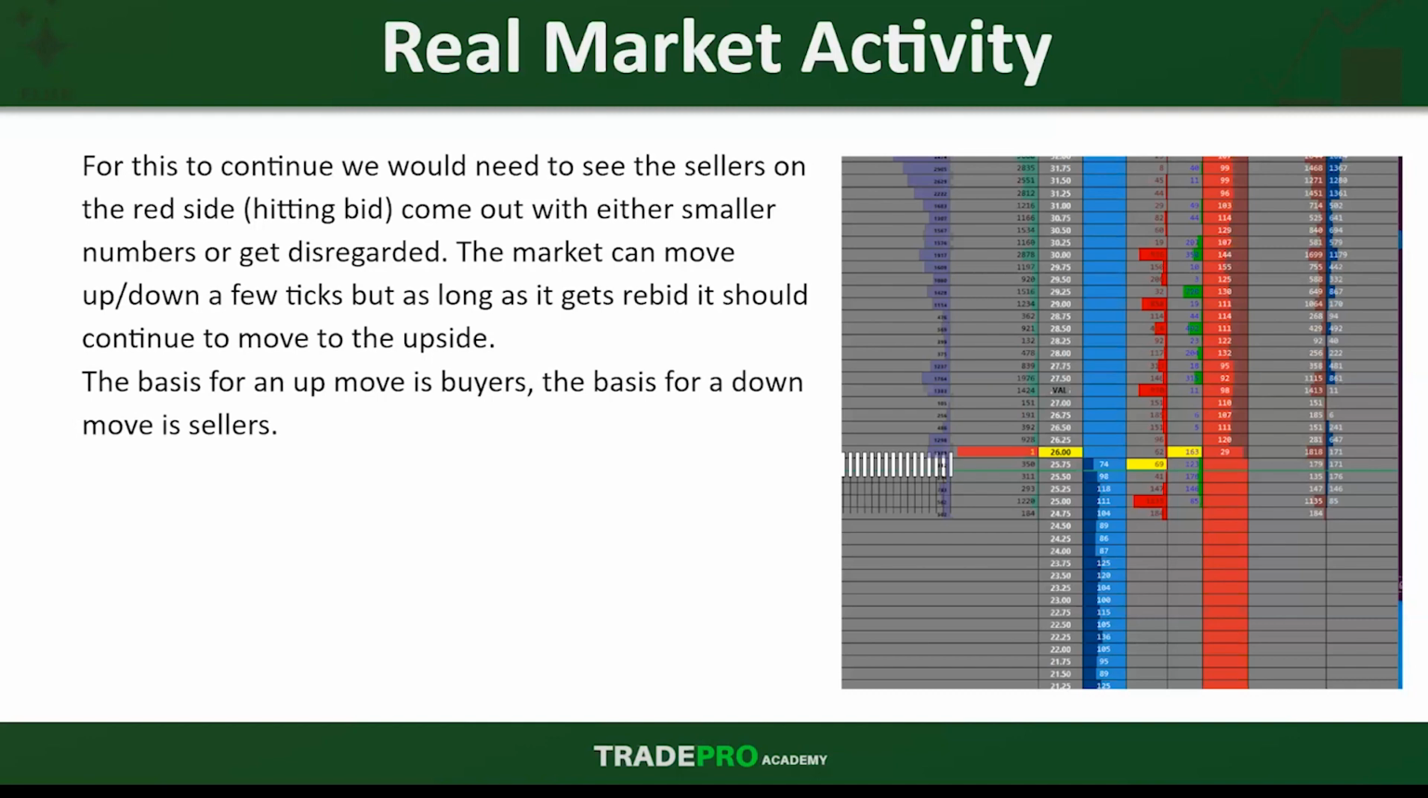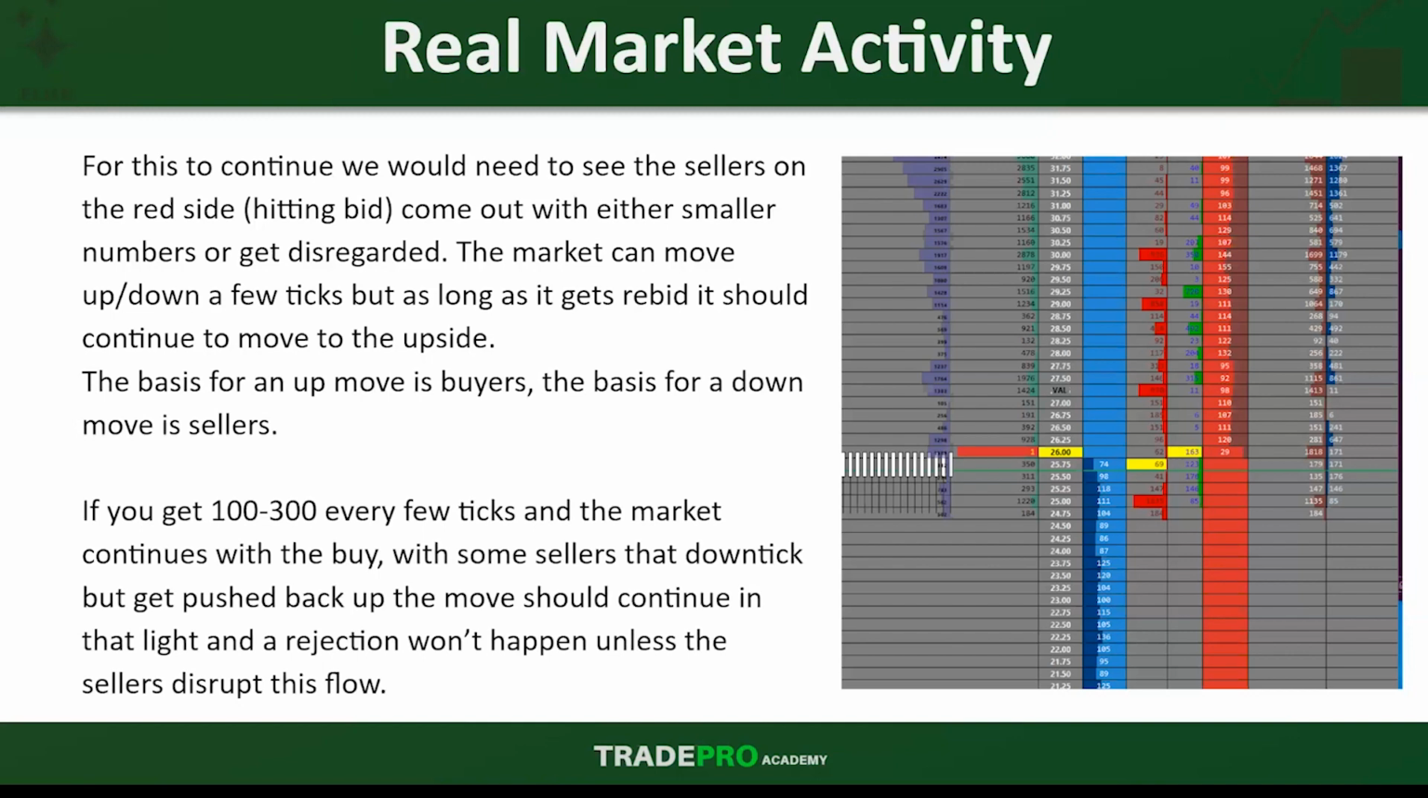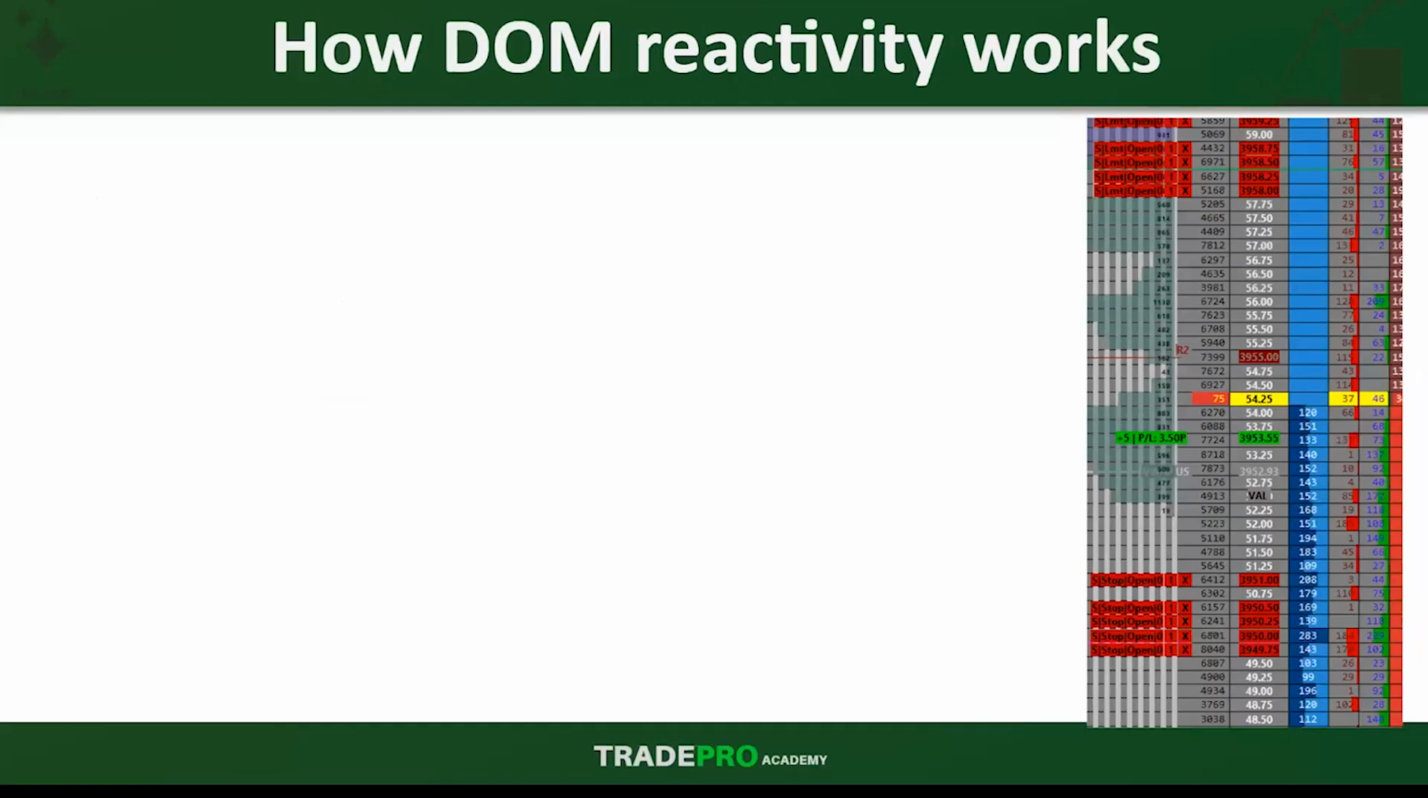So the basis for an up move is buyers, the basis for a down move is sellers, right? You can't continue up without big buying and you can't continue down without big selling. It can happen for a bit, but it's not going to be sustained. So if you get 100 to 300 contracts every few ticks and the market continues with a buy, with some sellers down ticking it, but getting pushed back up on more buyers, the move realistically should continue in that light, and a rejection won't happen unless the sellers disrupt this flow. Meaning that if a massive seller comes in and reoffers by a few points, and every time it tries to bounce back, it keeps getting reoffered aggressively, that's when the DOM starts to flip a little more bearish.